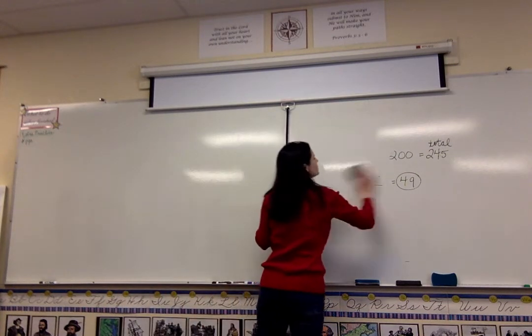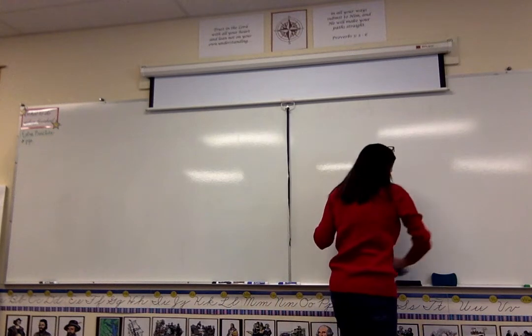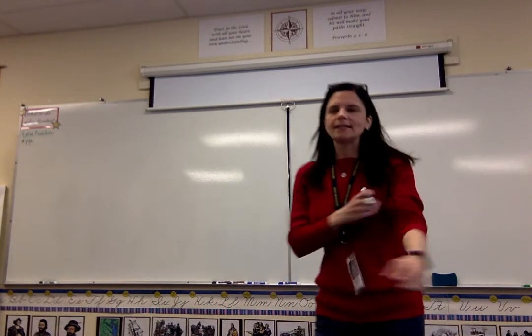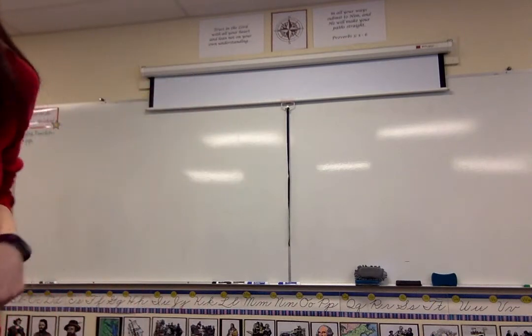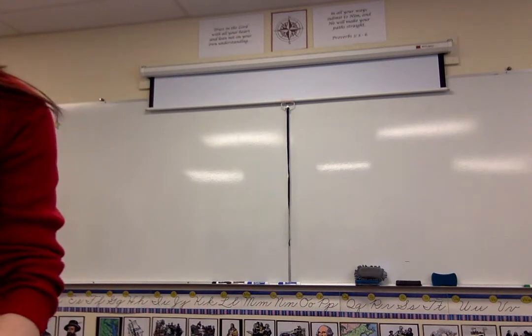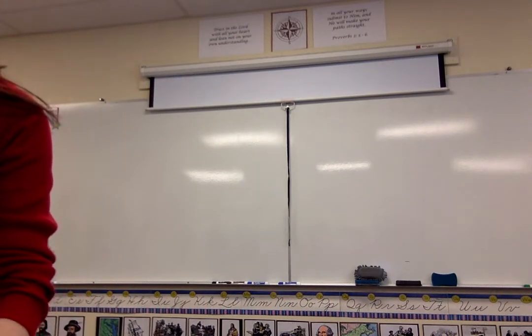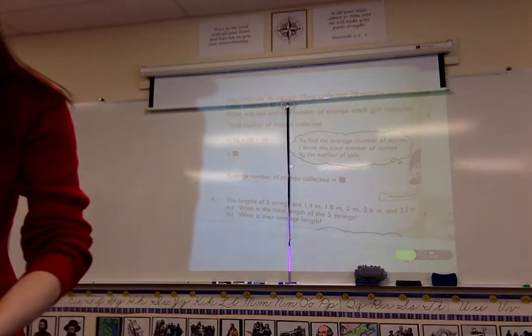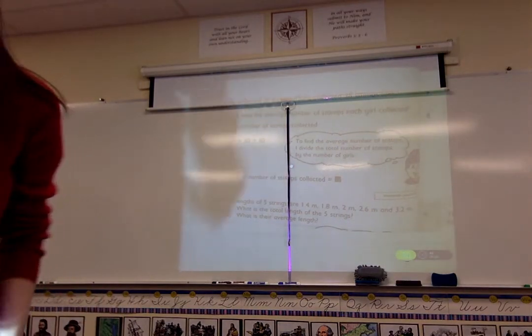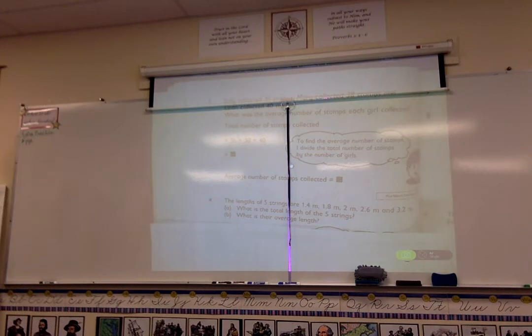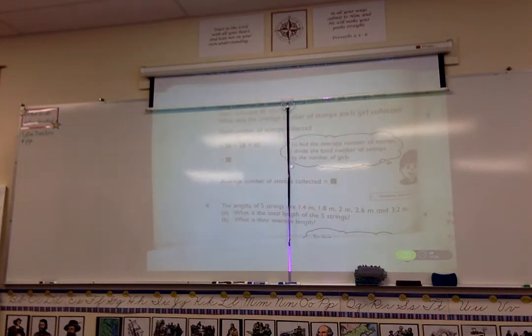Okay, now the next thing I want to talk about is calculating average when there's a decimal number. So now we're going to go back to page 40 in your textbook. We're going to look at number 4. So, number 4 says, and let me move this up a little bit here.